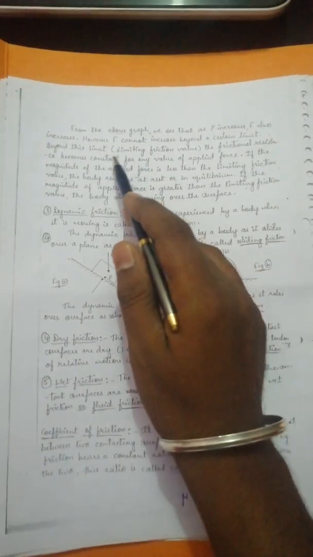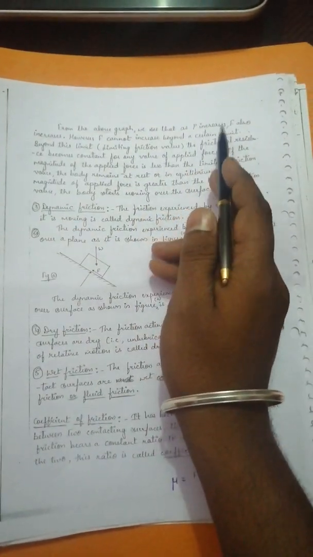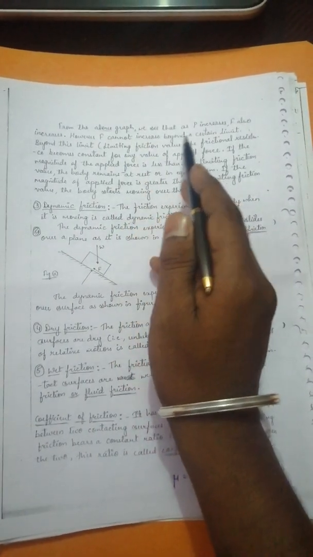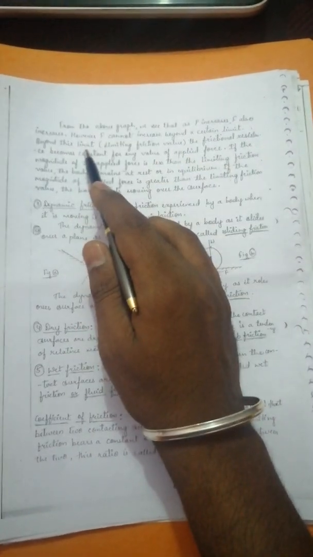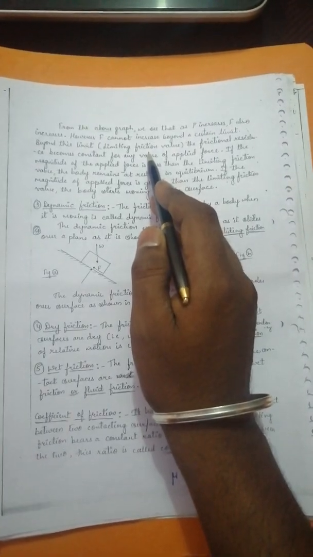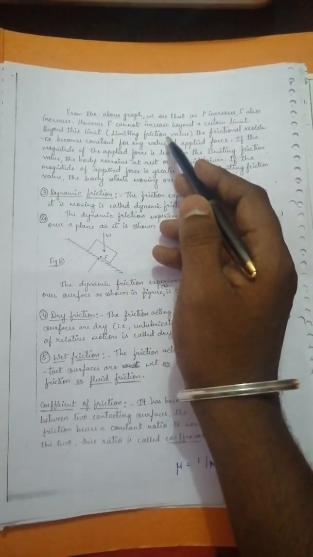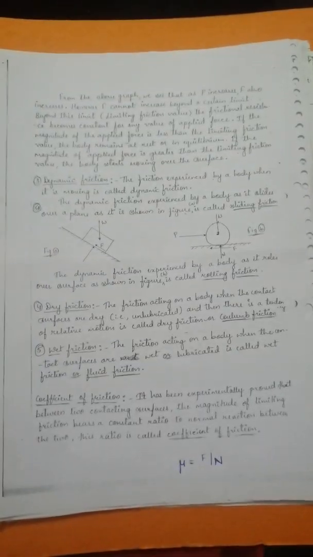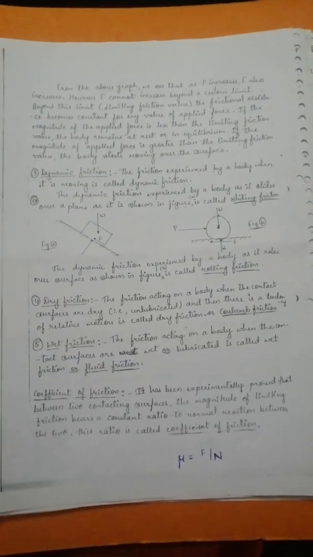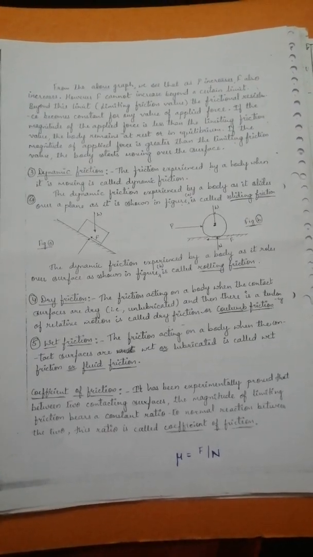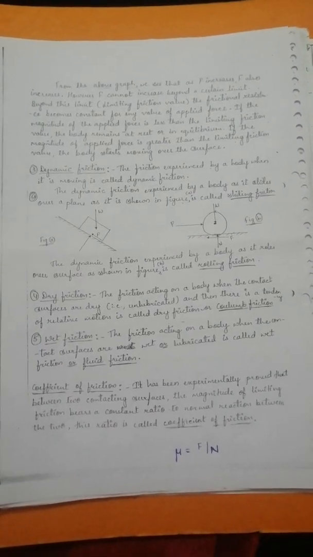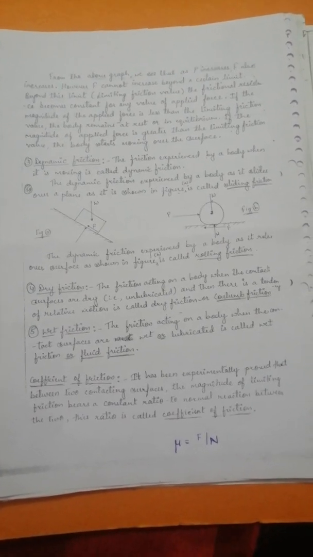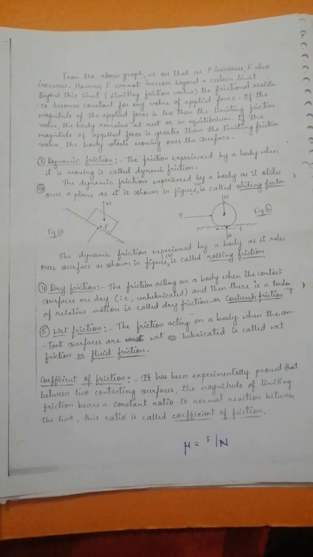So from the above graph, as P increases, the F value increases. However, F cannot increase beyond a certain limit, and this limit is known as the limiting friction value. That's what I said in the previous graph. When P increases, F increases, but at some point F stops, because it has reached its limit. It is nothing but the limiting friction.